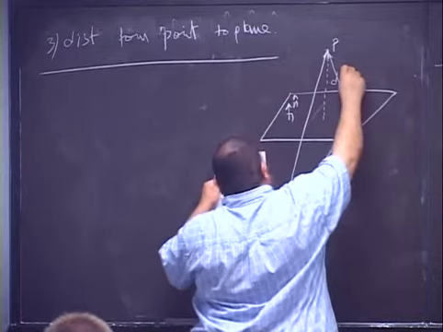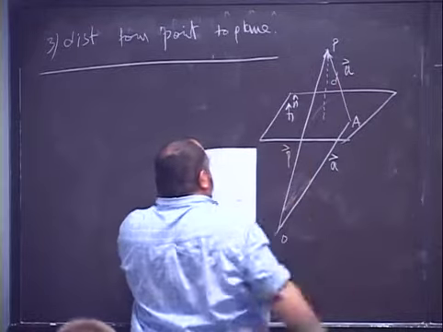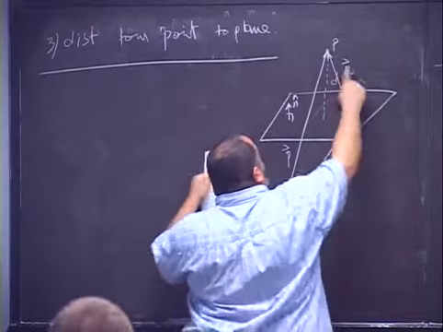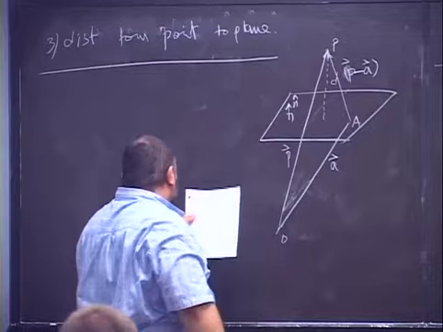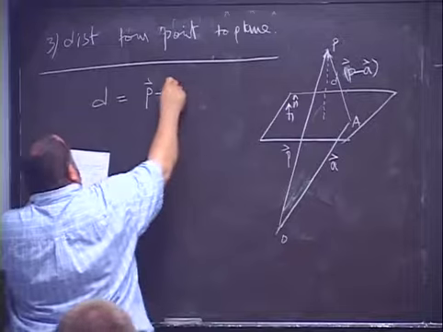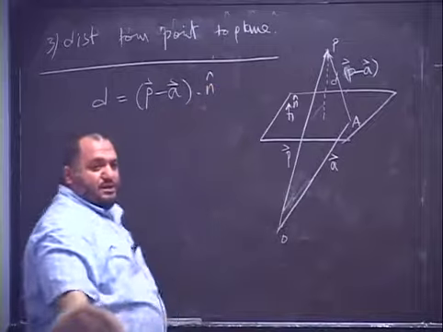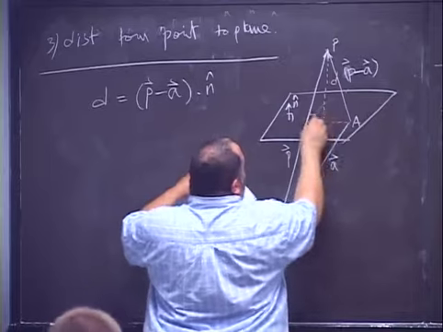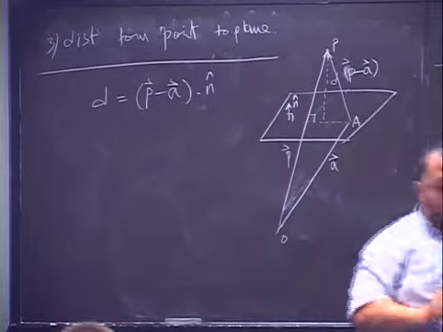So what is this vector? This is A, and this is P. So this is P minus A. The distance D is just equal to P minus A dotted with what? N. Yes, because it will be this triangle, P minus A dotted with N. Did you understand?